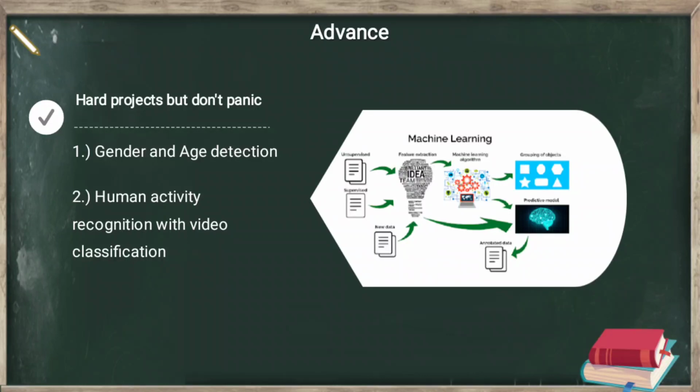The second one is human activity recognition with video classification. Build a model which can detect human activity, like suppose he is picking something, or opening and closing something, eating an apple, or like this. It can be hard. You need to train a neural network, but it's a very cool project. So this comes to an end of our advanced category.